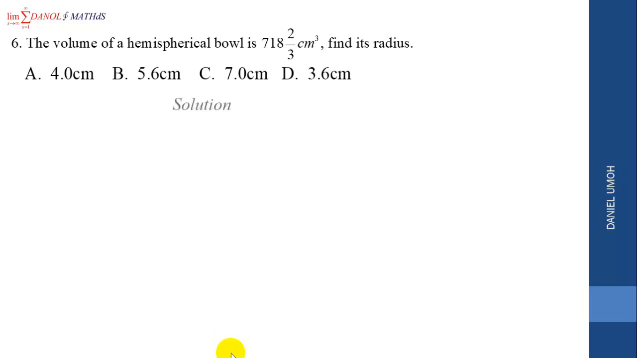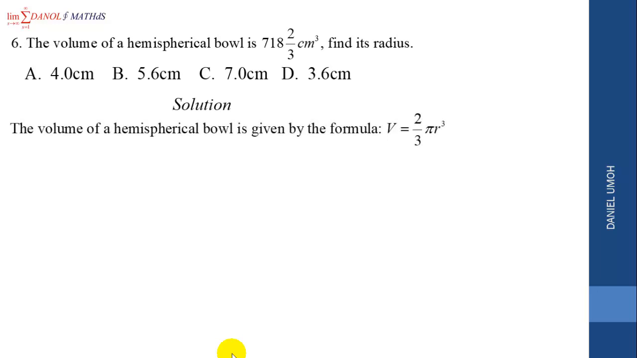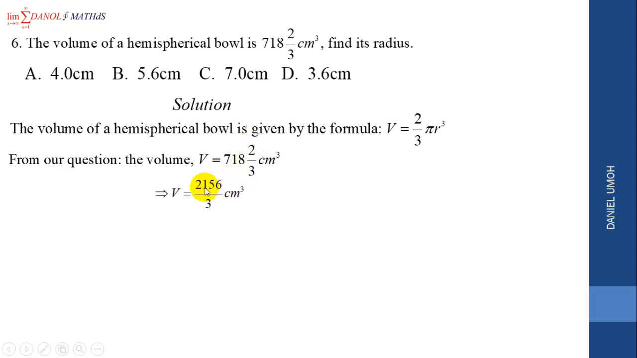Okay, solution. The volume of a hemispherical bowl is given by the formula V equals 2/3 pi r cube. That is the formula for the volume of a hemispherical bowl. Take note of that. From our question, the volume was given to be 718 whole number 2/3. So we are going to convert this to an improper fraction. To do that, we say 3 times 718, then plus 2. When you do that, we have 2156 all over 3. That is the volume in an improper fraction.